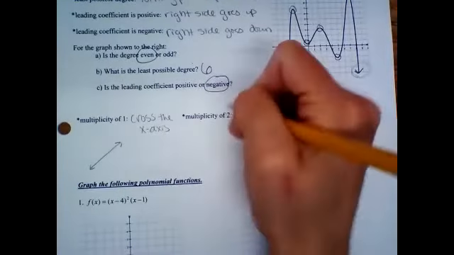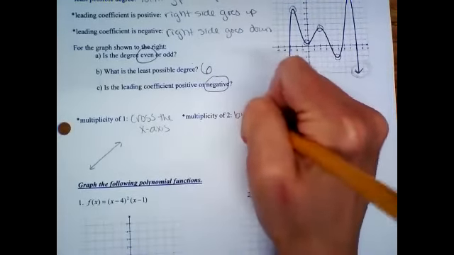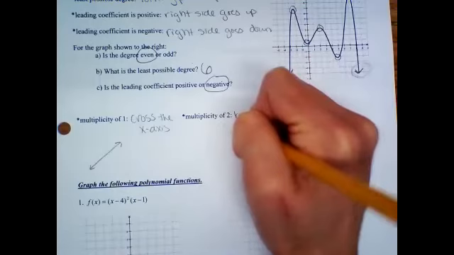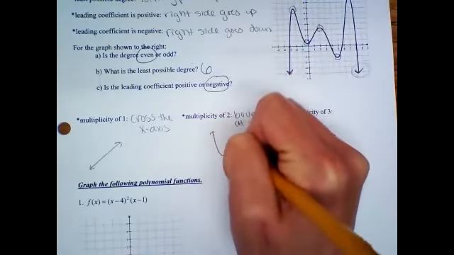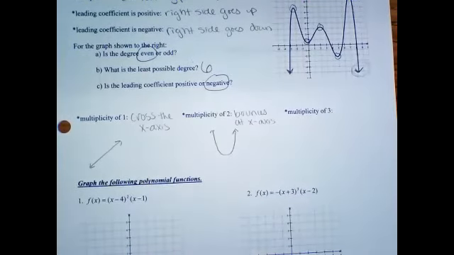A multiplicity of 2, we say that bounces at the x-axis, which means it acts like a parabola. To the second power squared means it's going to look like a parabola. We just call it a bounce just to, you know, call it something.